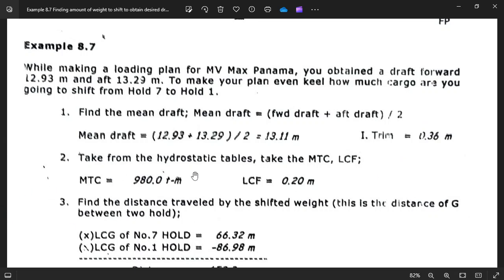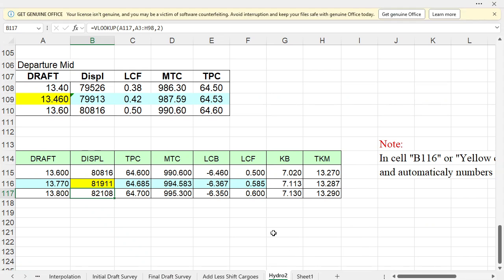Take the hydrostatic tables, take MTC and LCF. When you say hydrostatic tables, it means the mean draft of 13.11. So with this 13.11, what will be his MTC and LCF? Okay, so let's check, guys. 13.11. What will be his MTC? MTC is 979.97. Okay, let's check.